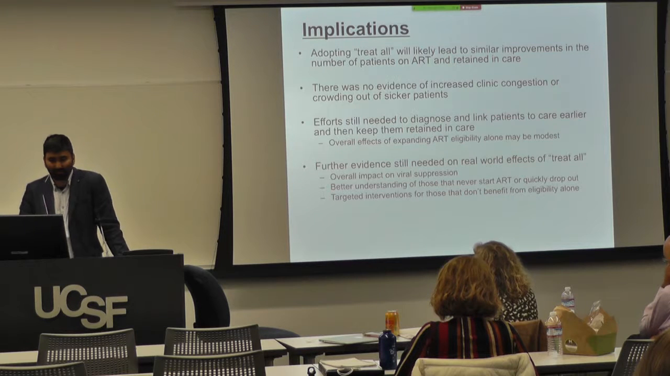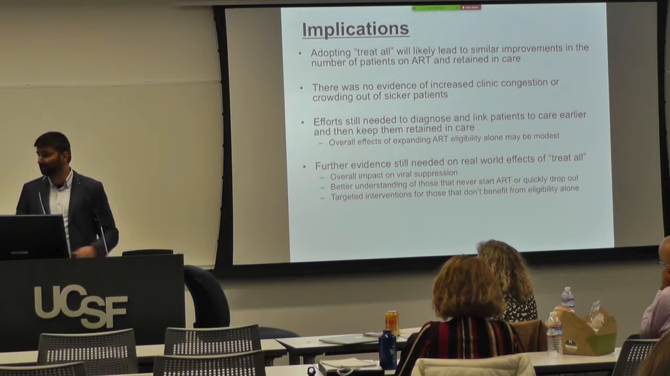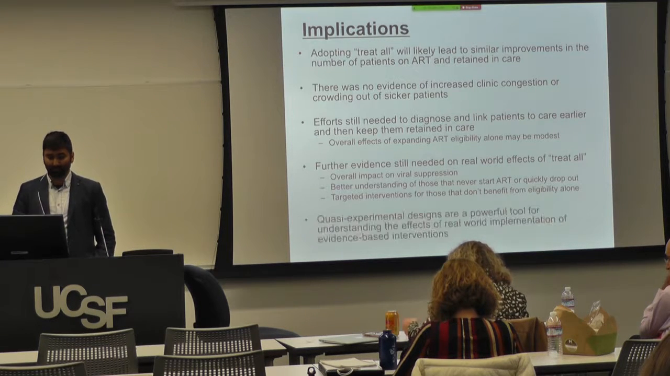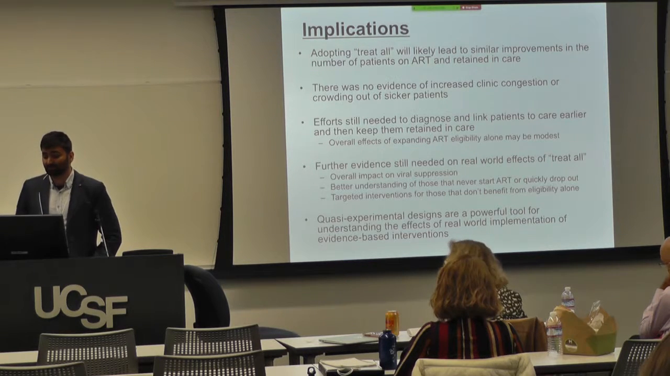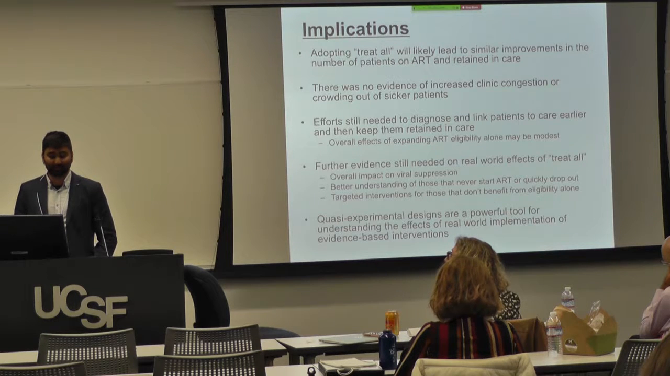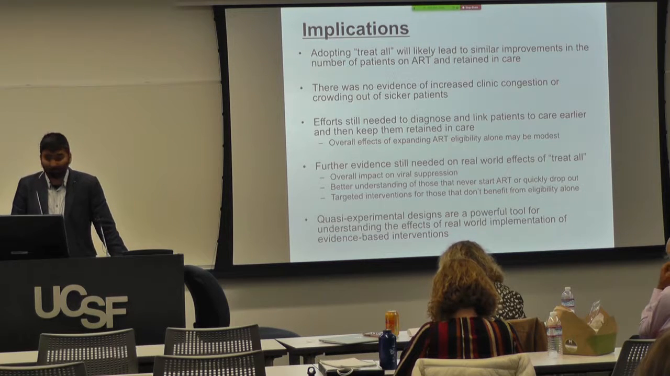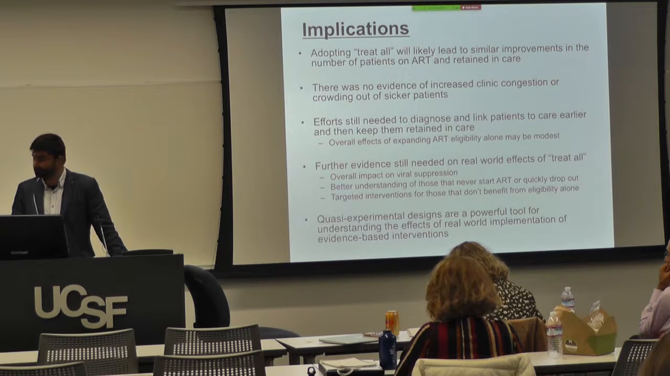We do still need further evidence on the real-world effects of treat all, the impact on viral suppression, and a better understanding of those that never start ART or quickly drop off. And then, as we've talked about, who are those patients who are not going to benefit from eligibility alone? There are a lot, but who are those patients, and what do we do for them? And then for today, quasi-experimental designs are quite a powerful tool in the implementation science armamentarium for assessing effectiveness and really understanding the effect of real-world implementation. But you need to have the right setting to do it well.